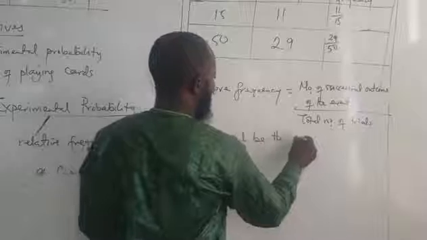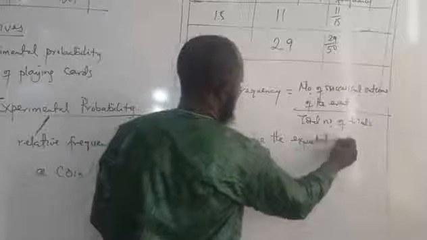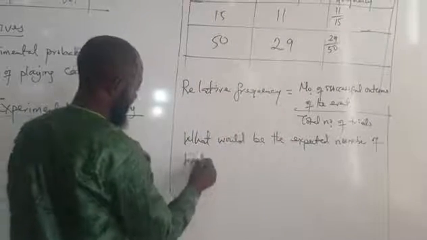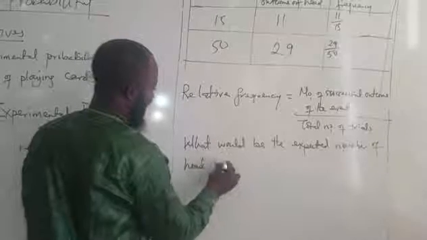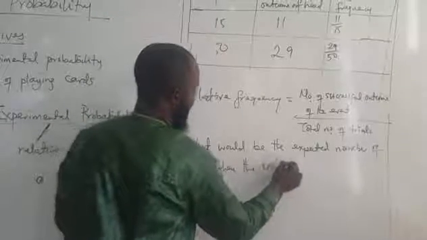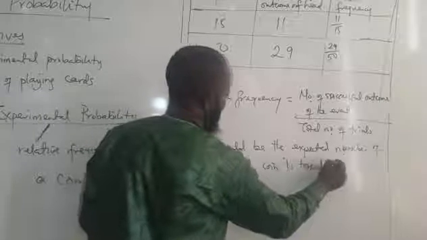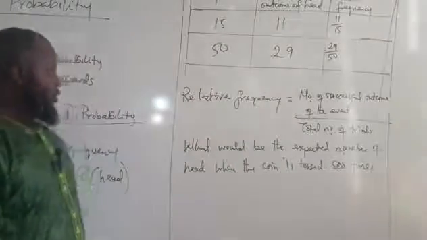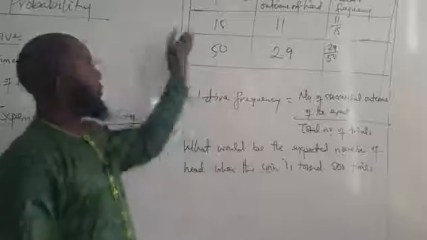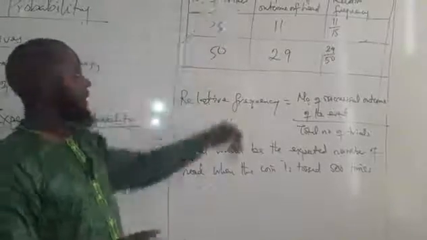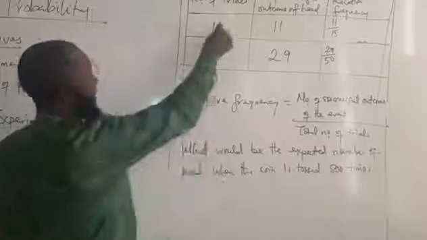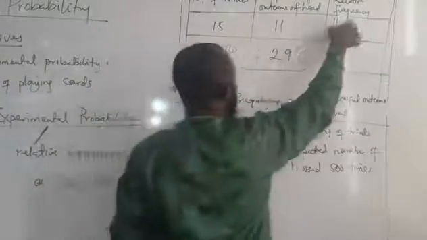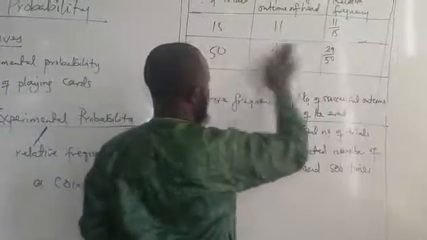Assuming we are asked what would be the expected number of eggs when the coin is tossed 500 times. From this experiment, we found that 11 out of 15 were eggs. So we can make use of this relative frequency. Let's ignore this second part here.